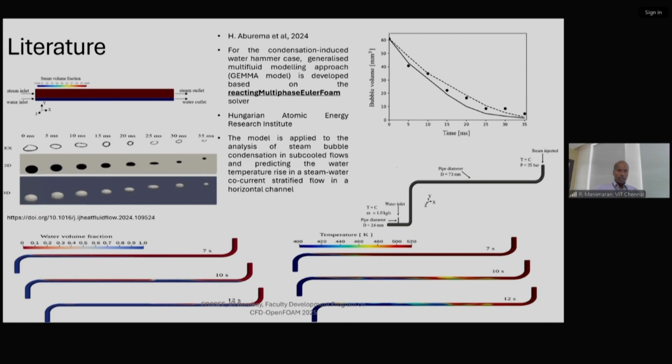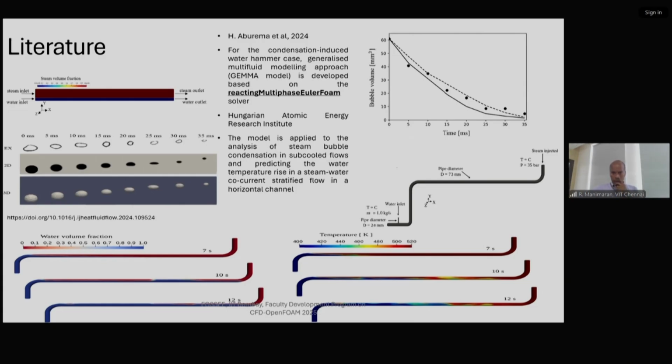Here, this picture may not be clear, but it's a horizontal pipe in which steam is passed at the top and water is passed at the bottom. It's a typical application in a nuclear power reactor, which includes a condensation-induced water hammer case. Suddenly, if the water is being pumped, the hammering can happen, water hammer. This is followed by a sudden shock formation. This is solved by using a reacting multiphase Euler flow by the researcher Abram et al. Maybe you can take a look at this URL for further reference.